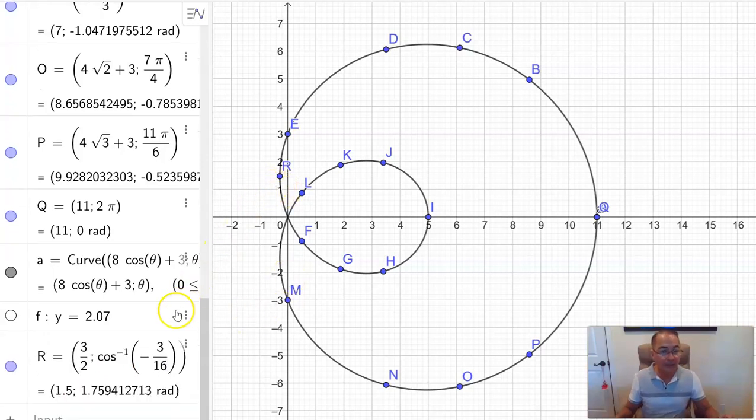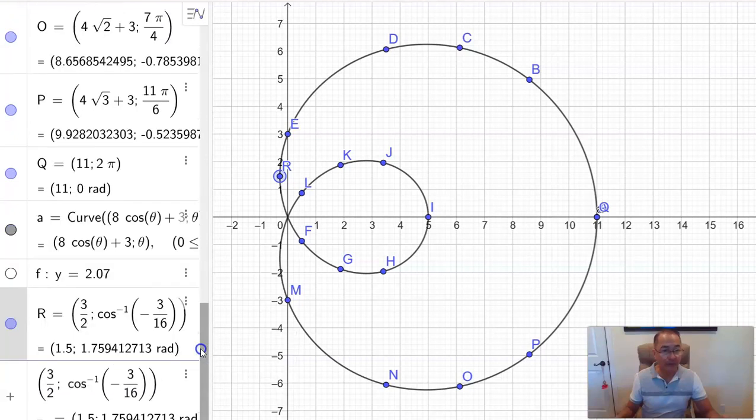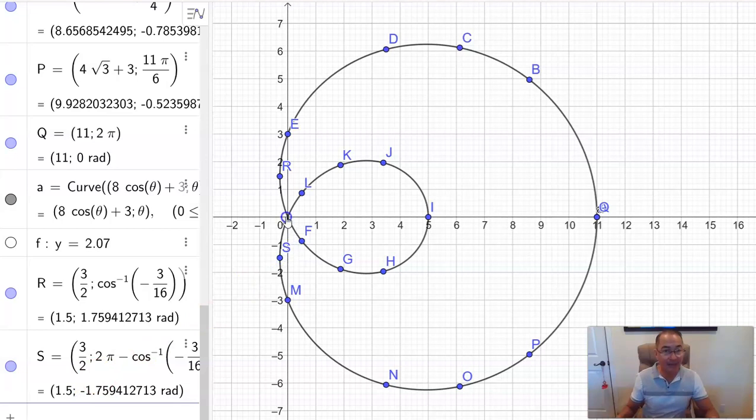My apologies, that's what happens if you type and then move your cursor somewhere else, it just freaks out. I also had a minus sign here, which is why the point was not getting there. I started over. Okay, so positive 3 halves, arc cosine minus 3 over 16. There's point R. So that looks like where we had our vertical tangent line. And of course, the matching point is where we have 2 pi minus arc cosine. So there we have S. R and S are twins, and they have a mutual common vertical line.